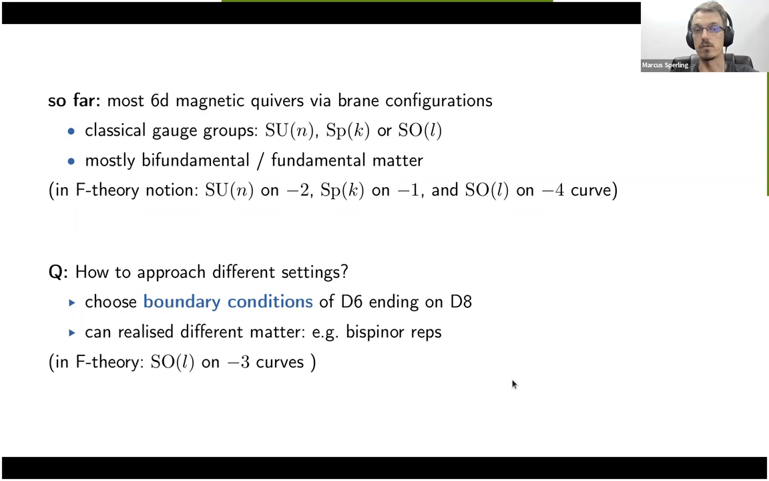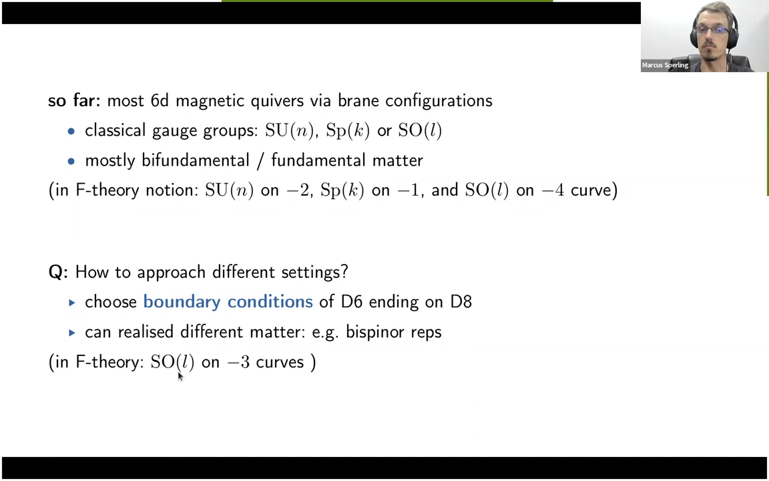that we can sort of change the boundary conditions of the sixth brane ending on the eighth branes. And once we allow for that, we can actually approach theories where we have different matter contents. For instance, we can have spinor matter content, or we can have exceptional gauge groups. Or if you like, in terms of F-theory, now we're going to approach, for instance, the gauge groups on the minus 3 curve, right?